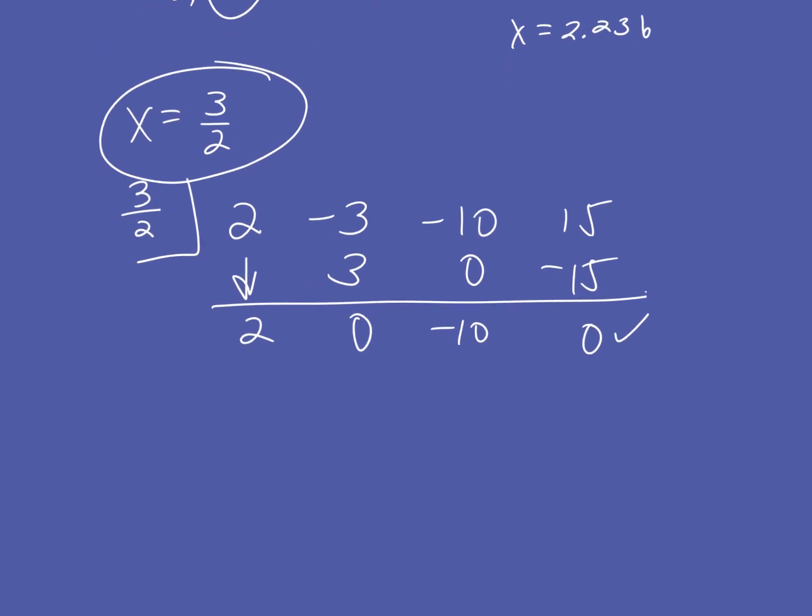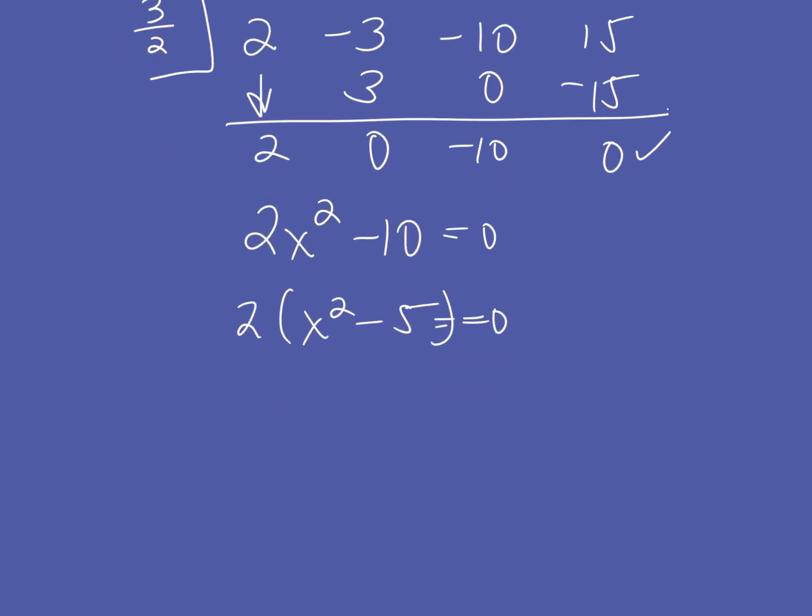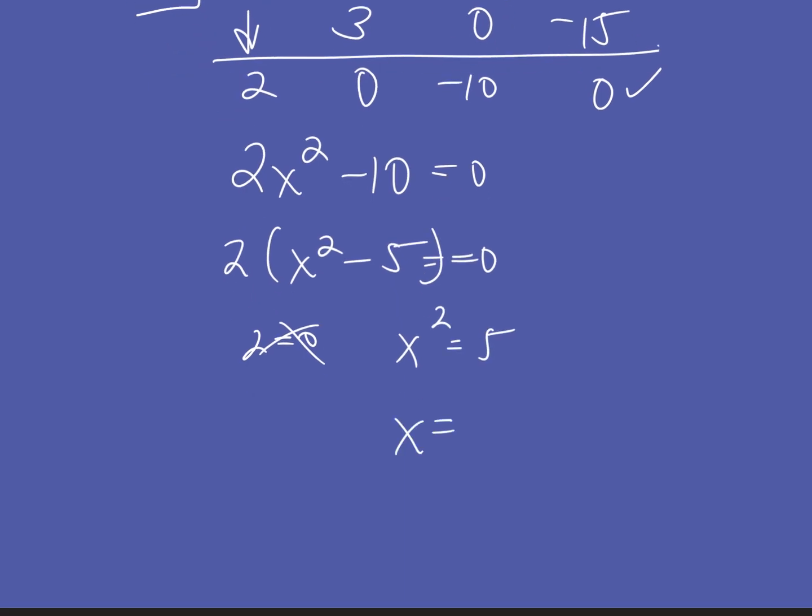So what do you have left over here? 2x squared minus 10 equals 0. Factor out a 2. x squared minus 5 equals 0. So 2 equals 0, not true. x squared equals 5. So you're going to do what? x equals plus or minus the square root of 5.